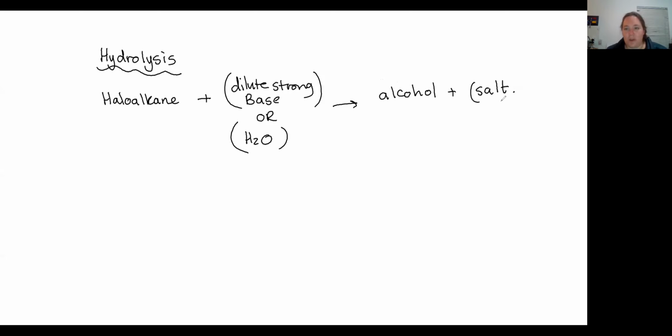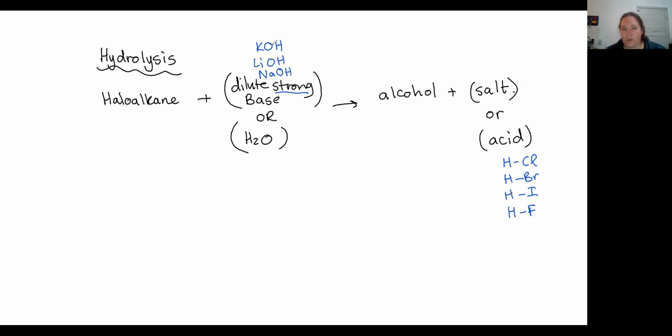And so the salt was the one option. Or if we used water, we instead get an acid. Now, when I talk about an acid, I mentioned acid last time. That was because we produced HCl or HBr or HI or HF. All of those are what I mean by acids. When we instead produce a salt, that is because our strong base would be KOH or LiOH or NaOH, and therefore we would produce KCl or KBr or K whatever it is. We could produce LiBr, we could produce NaF.